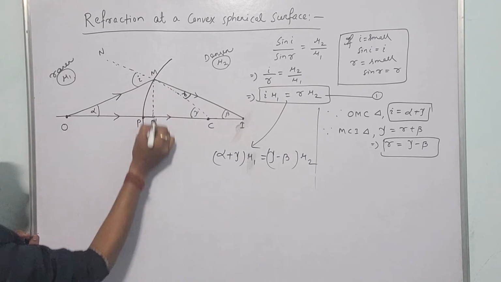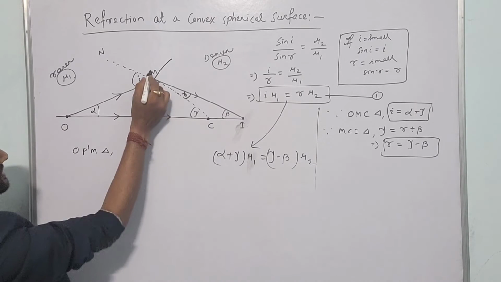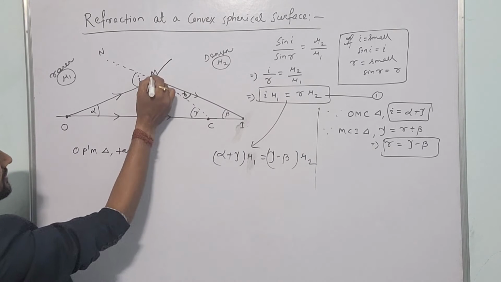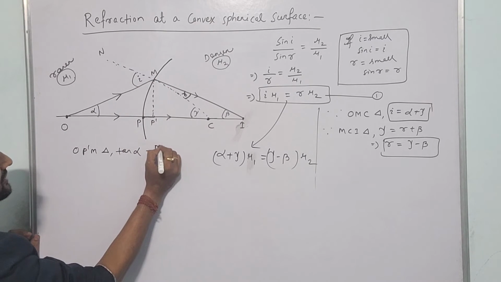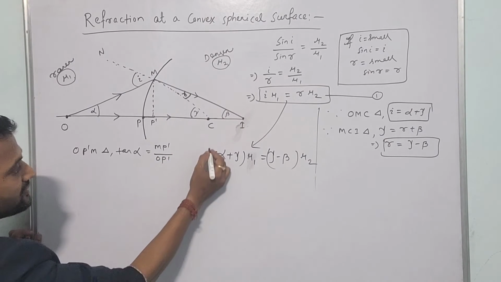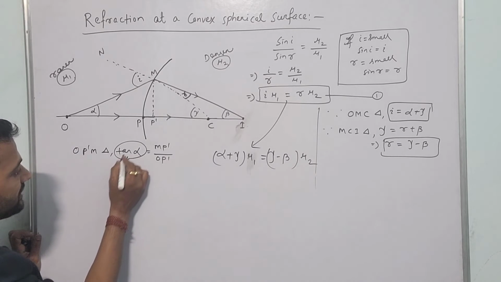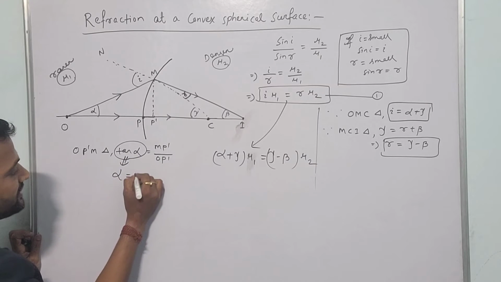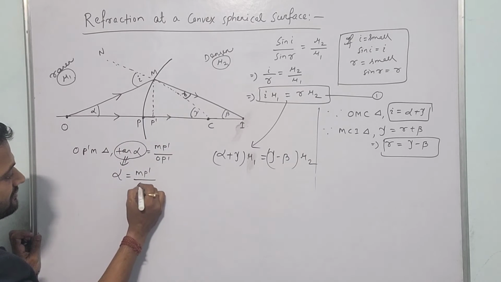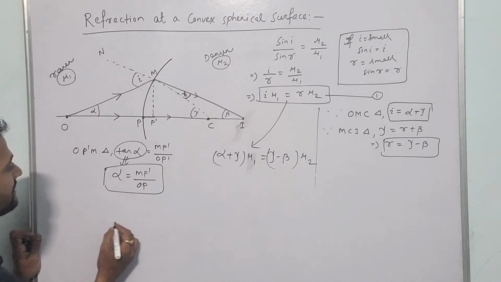So if I consider this triangle O P dash M, what is tan alpha? Tan alpha will be equal to perpendicular upon base, which is MP dash upon OP dash. Is it clear? So we can say if alpha is small, tan alpha is alpha. So alpha is MP dash upon OP dash. We can take OP since P is close to P dash. So this is your alpha.